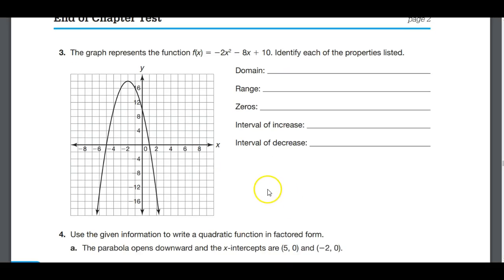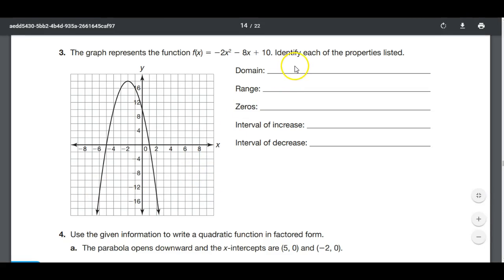Okay, here we go. We need to identify these properties here again. So our domain is all values of x, so open parentheses, negative infinity, comma, positive infinity, close parentheses. Our range, this is 12, 14, 16, so that has to be 18, right? If I count, these are counting by twos. 2, 4, 6, 8, 10, 12, 14, 16, 18. So my range is everything down less than 18. So I would go open parentheses, negative infinity, comma, positive 18, and then a square bracket to include positive 18.